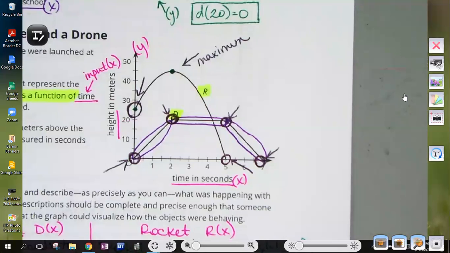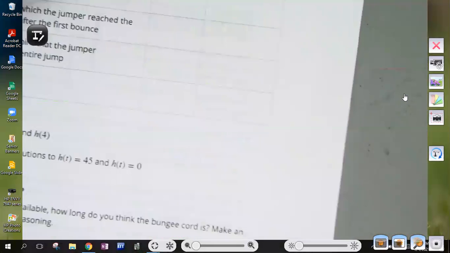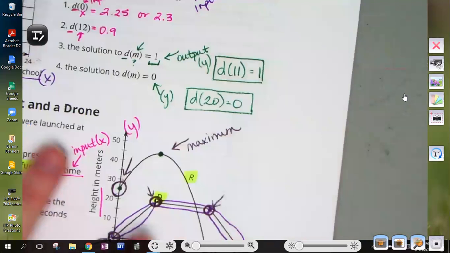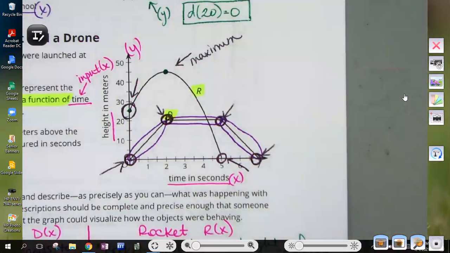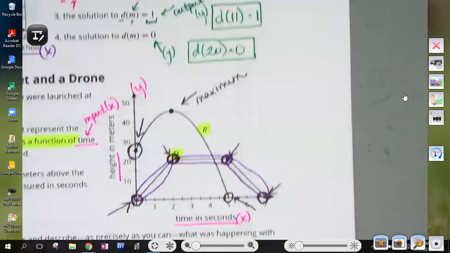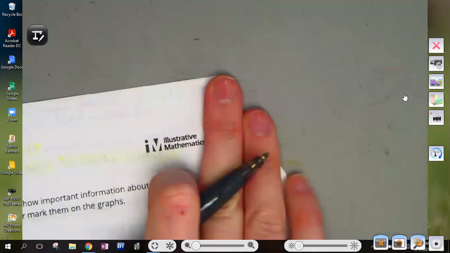Okay, good. So those are just kind of getting us to look at some important features of the graph. And on this next activity, we're going to get into using function notation to talk about those important features and what those names are. Okay. So we did number 2.